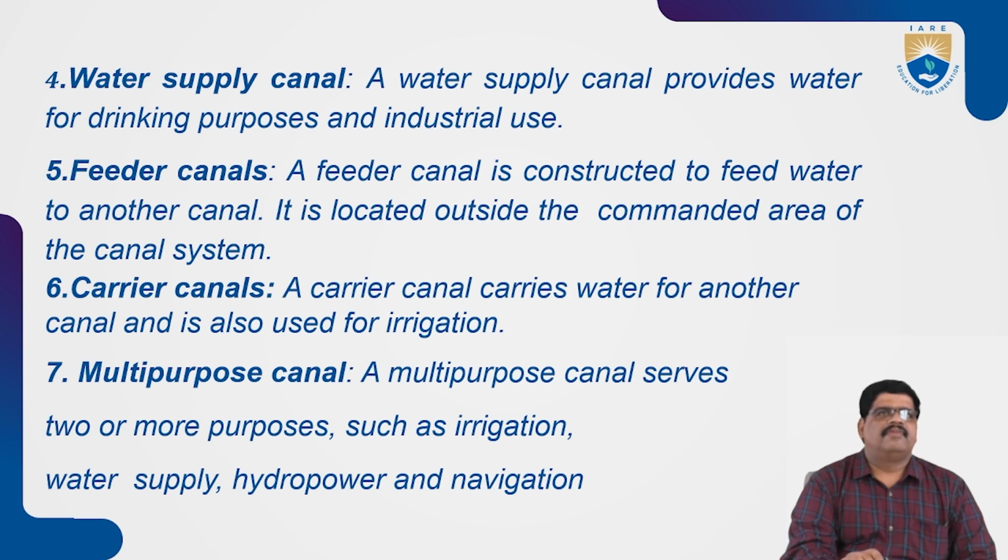Next one is the feeder canal. A feeder canal is a canal which gives feed to another canal. Suppose one canal is there, and another canal is attached to it, the water can flow from one canal to another canal to feed it or to increase the discharge. We call this the command area, increasing the discharge for a particular area to increase the agricultural fields. That is called the feeder type of canal.